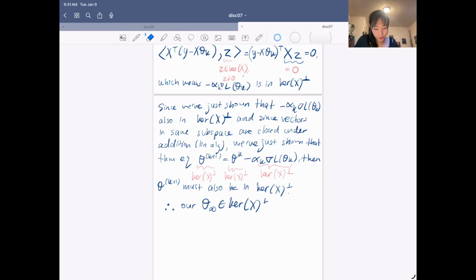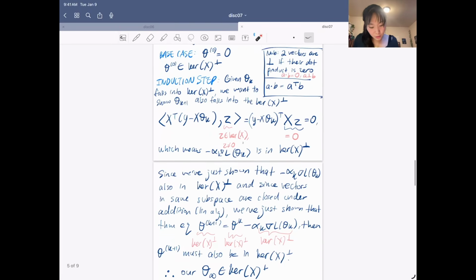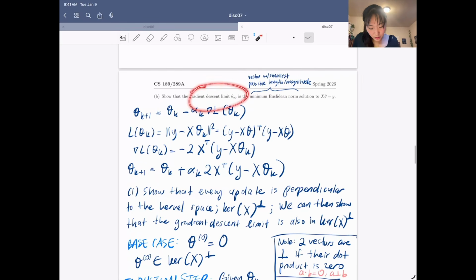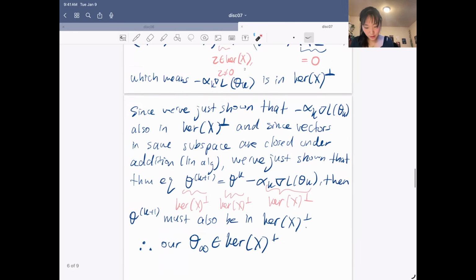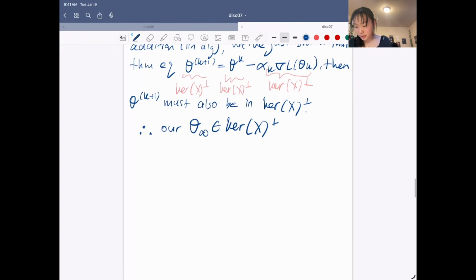Okay, and so we've just shown this, but what we really wanted to show in this entire question is that in gradient descent, the limit is actually the minimum Euclidean norm. It's actually the vector with the smallest possible length when we minimize it and find the answer. And so now, using this result, because we know that this is true, we know that theta infinity is a solution, and we've just shown that this falls into the perpendicular kernel space.